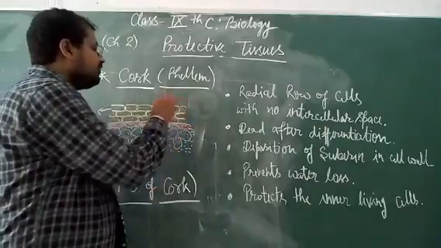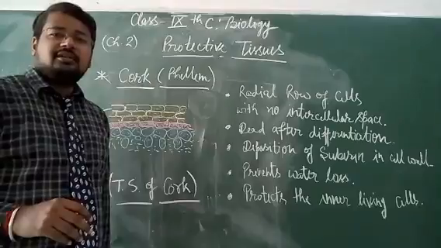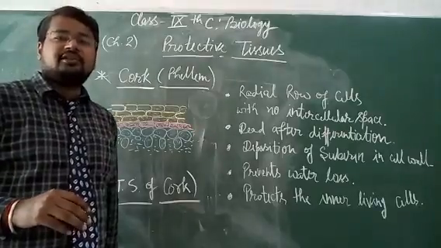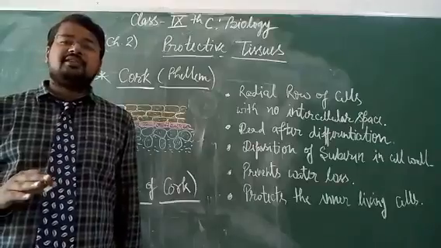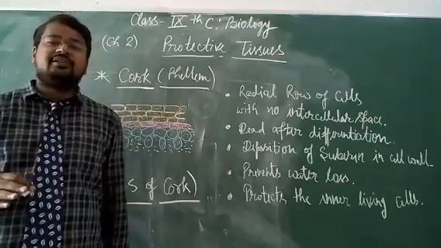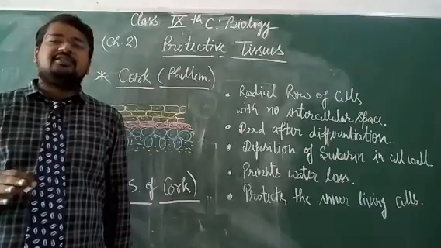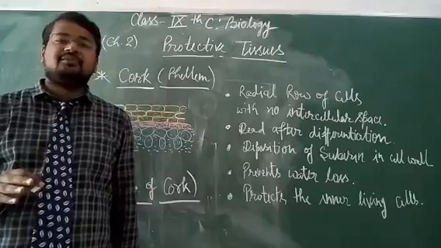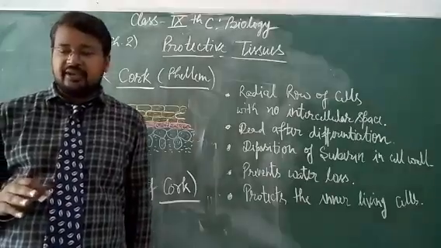So the combination of epidermis and this cork is very crucial for the existence of plants. It provides plants an edge to fight against adverse environmental conditions, and a defense mechanism against the entry of parasitic pathogens and microorganisms as well.